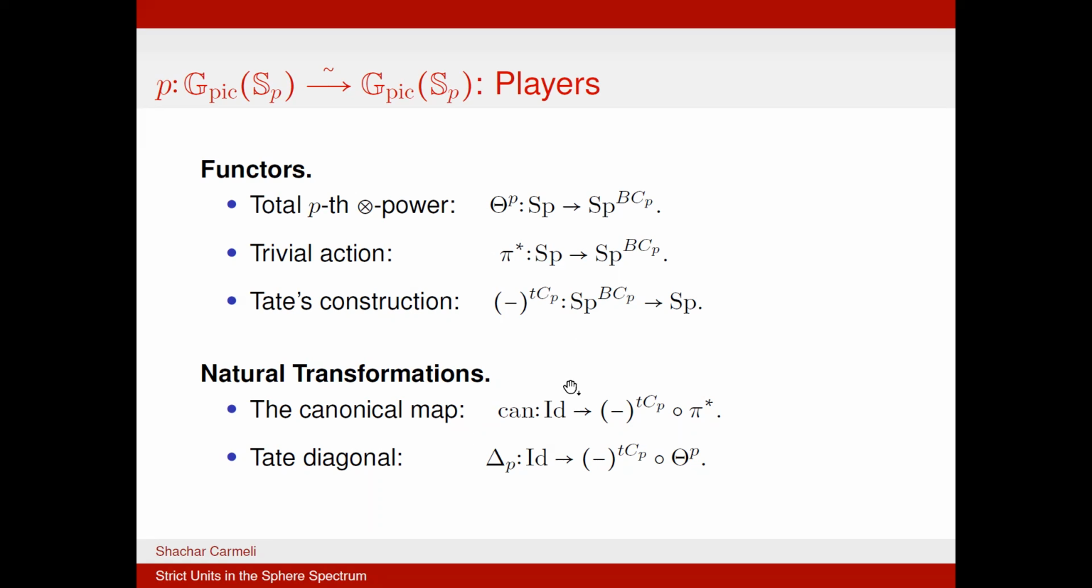And those are related by the following two natural transformations. We have the canonical map that goes from the identity of spectra to the Tate construction on the trivial action, and the Tate diagonal that goes from the identity to the Tate construction on the total p power map. So as you see, the source is the same, and the target is similar, but not quite the same. Okay, and now we are ready to prove our results.